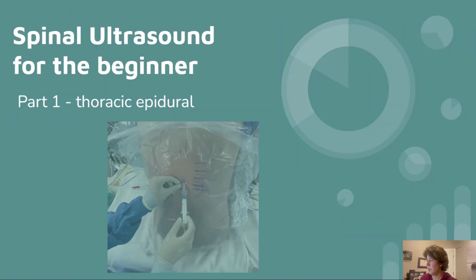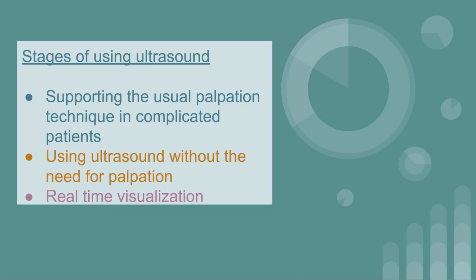The audience for this video will be people who are mostly proficient with thoracic epidurals, but would like to be able to use ultrasound for those troublemaker patients, the obese patients, patients with scoliosis, or there's just the really difficult backs where you just can't find that space and you want that little bit of extra help to just make your success rate a little bit better. So, spinal ultrasound for the beginner, part 1, thoracic epidural.